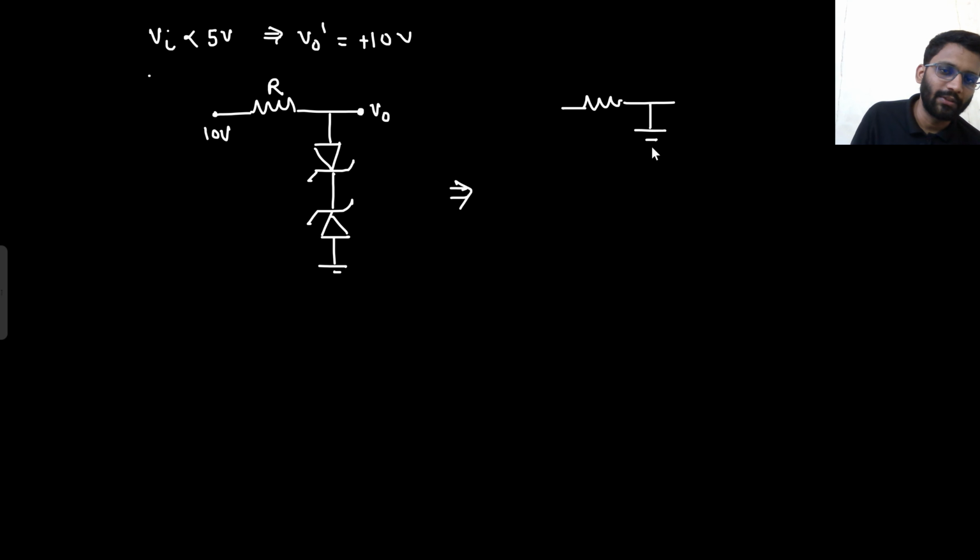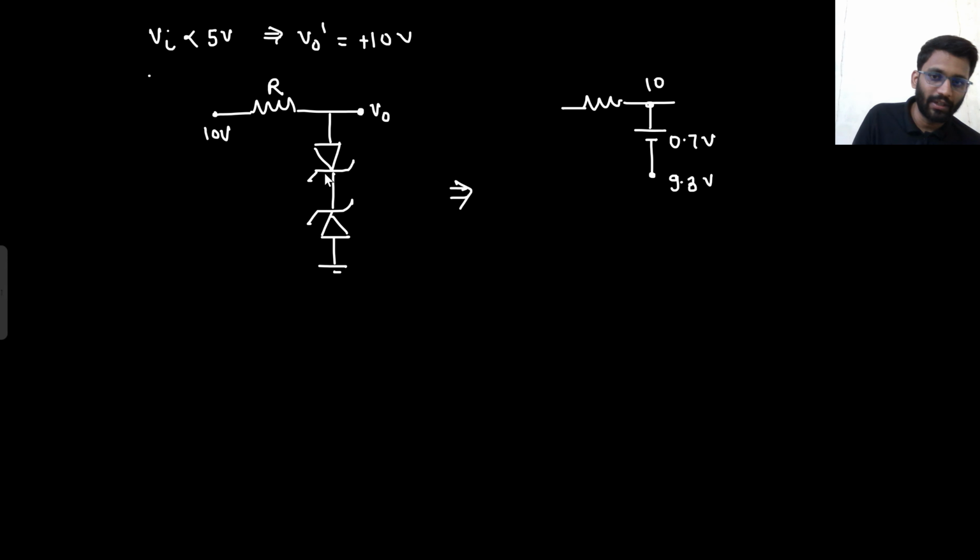So assuming that it is going into forward bias. If it is going into forward bias, it will be replaced with a battery of 0.7, and here you are having 10 volt. So if this is 10, what will be this potential? This potential will become plus 9.3. 10 minus 0.7 would be 9.3.